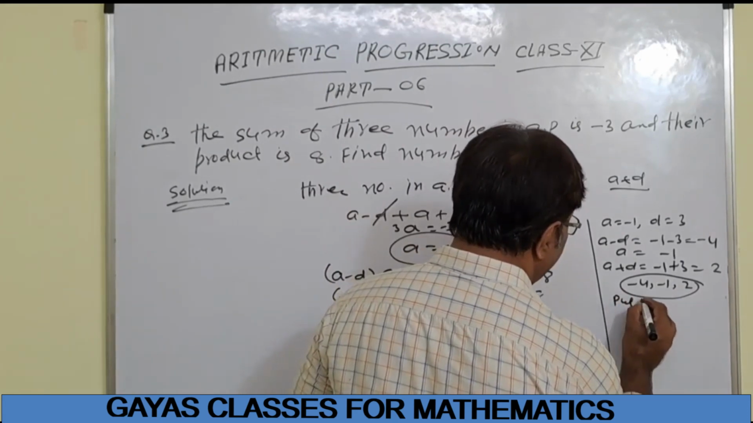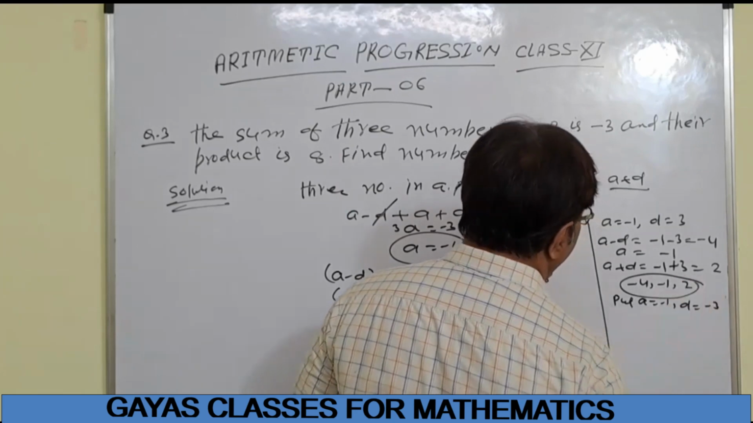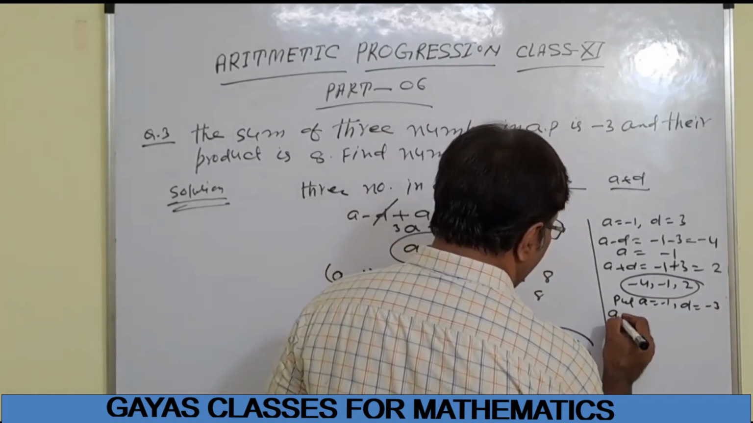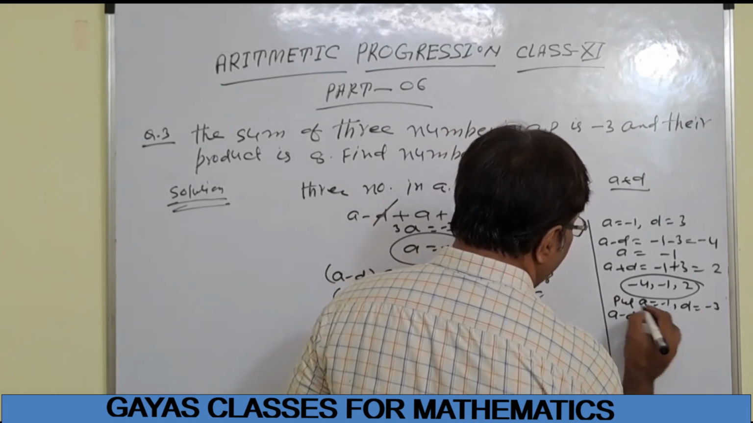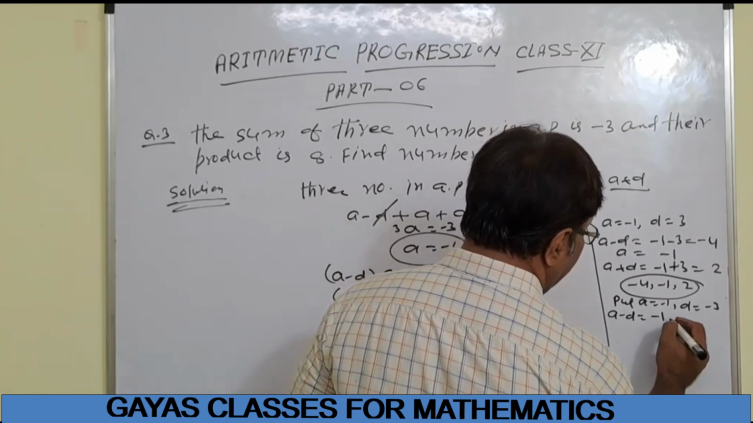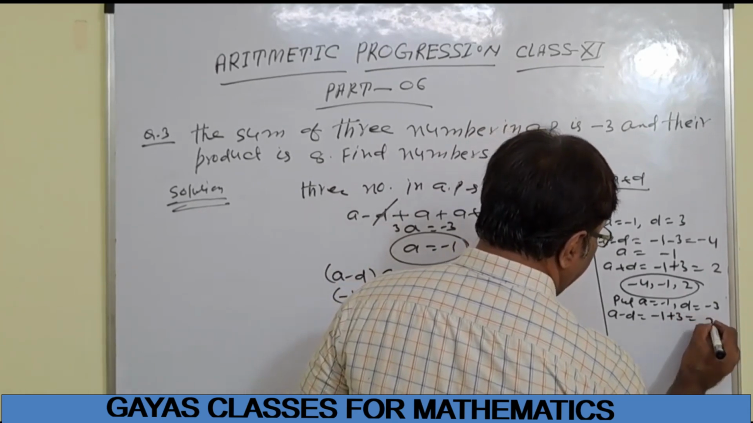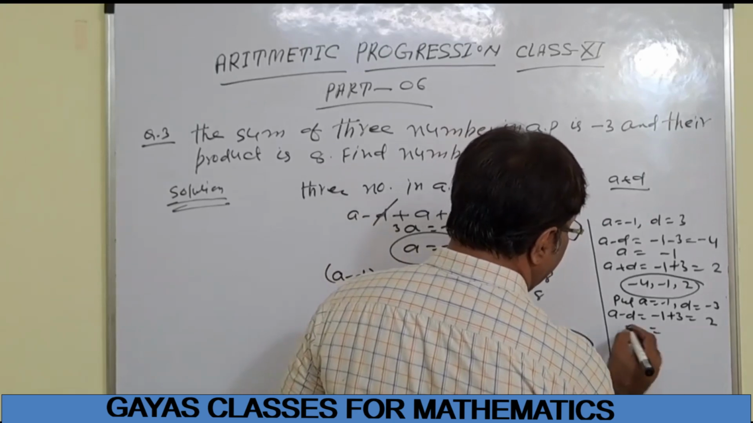If you put A equal to minus 1 and D equal to minus 3, then my numbers are: A minus D. So A is minus 1, and D is minus 3, so minus minus plus, you get 2. And the next number is A. So what is A?